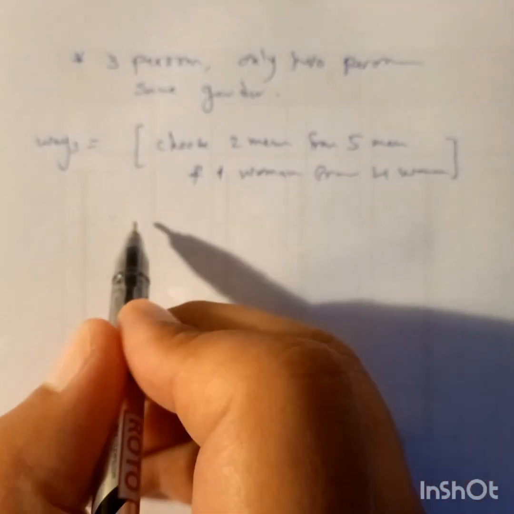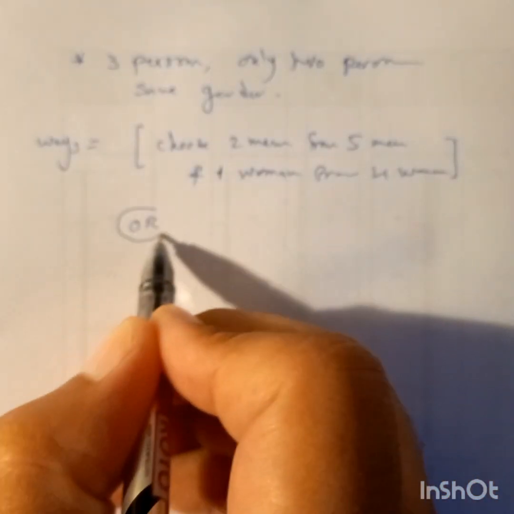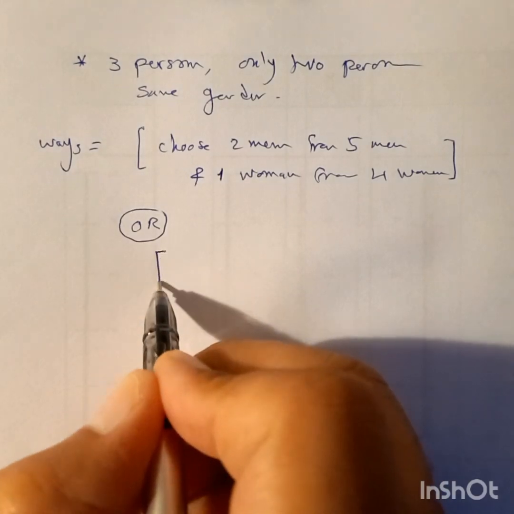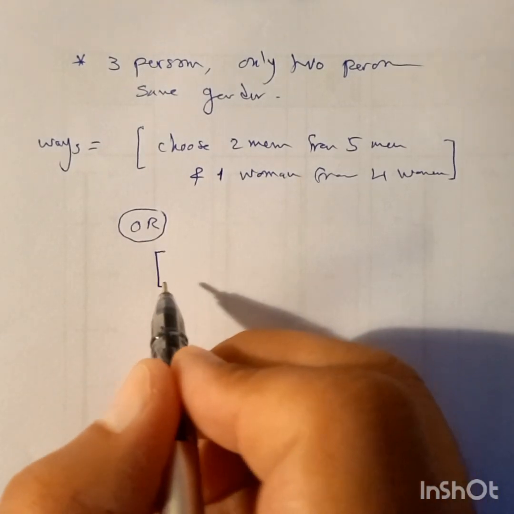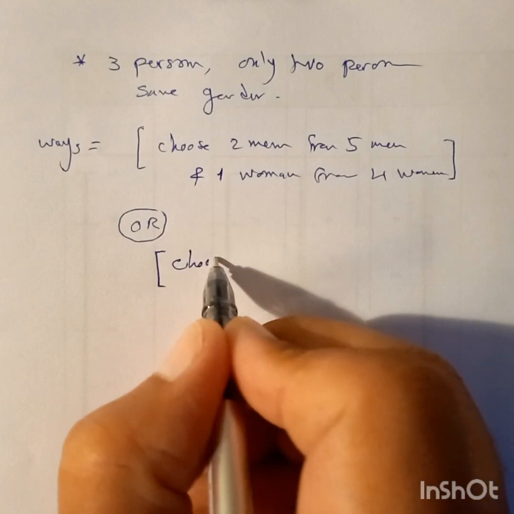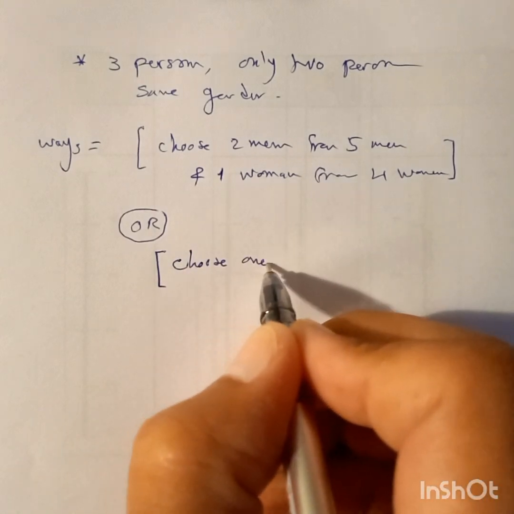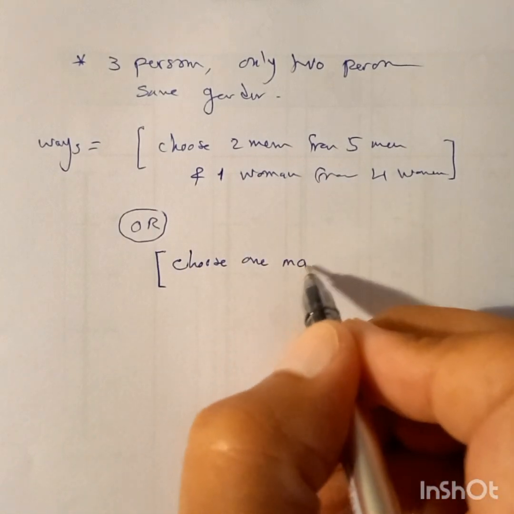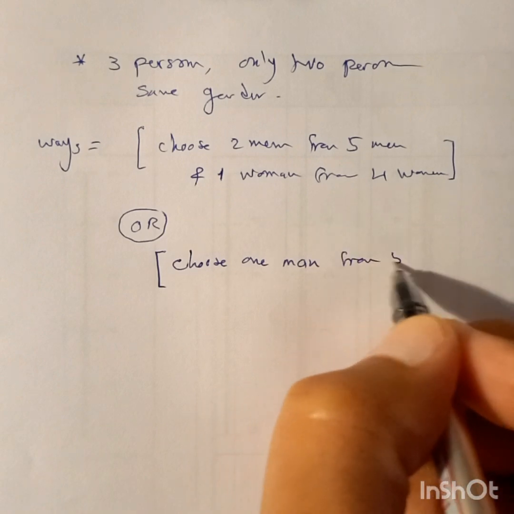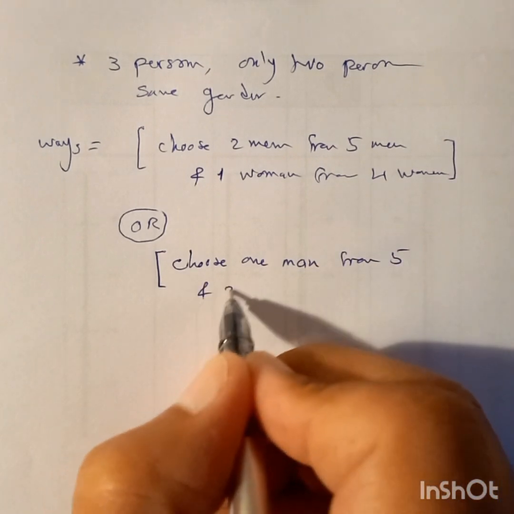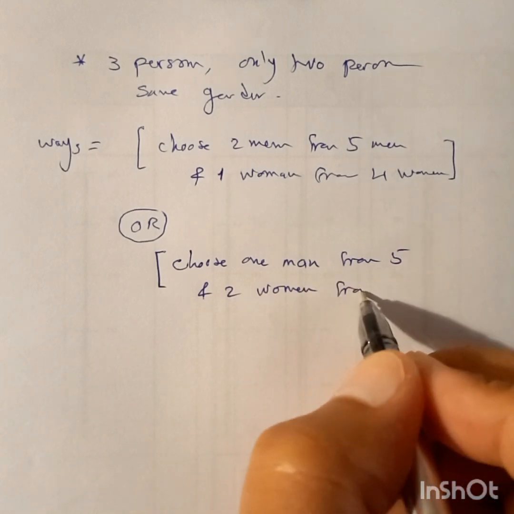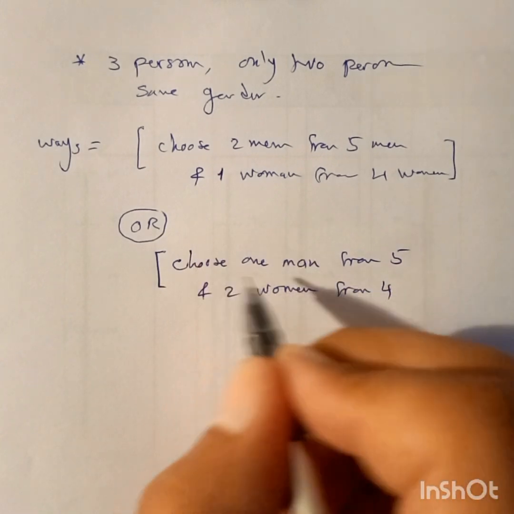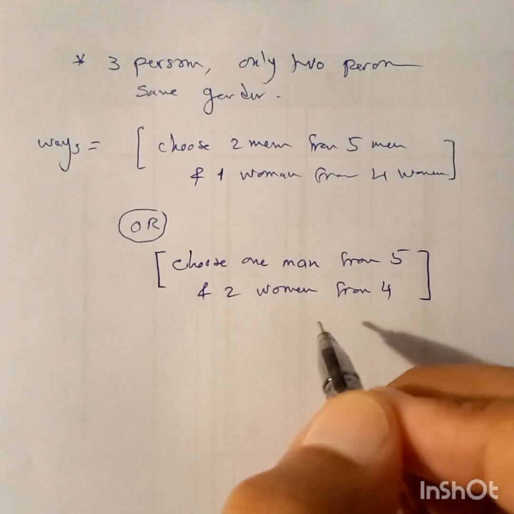And we have also, here we can form the following combination. We can choose only one man from 5, and 2 women, or 2 ladies, from 4, to form this 3-person team. This is another option.